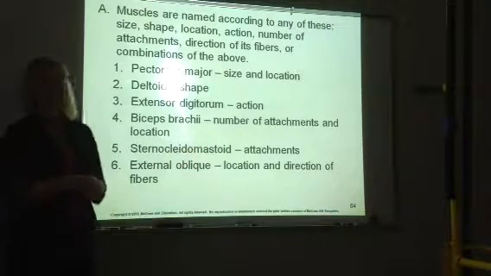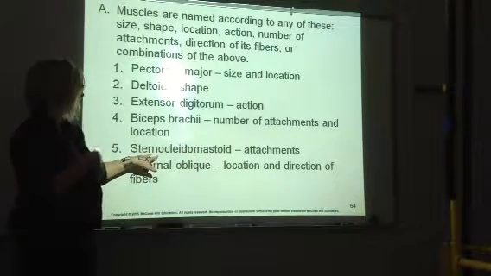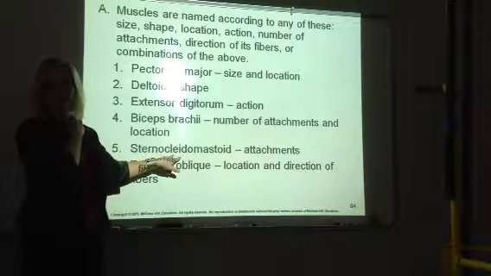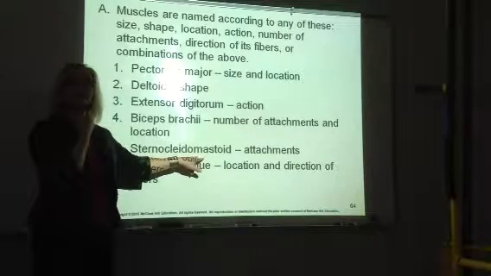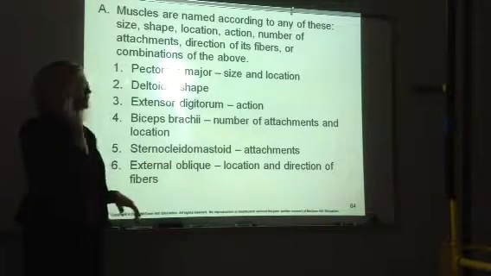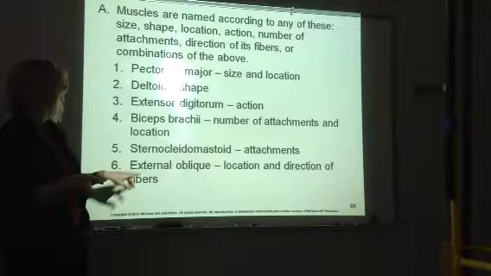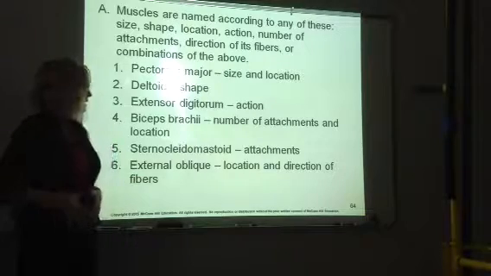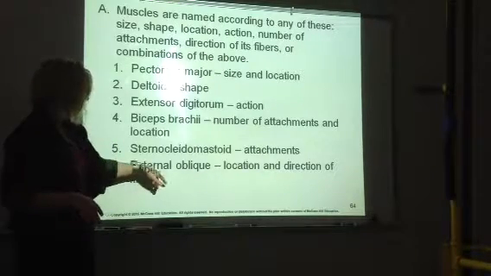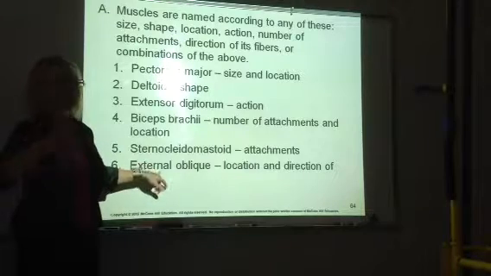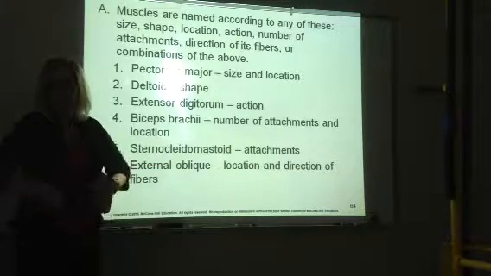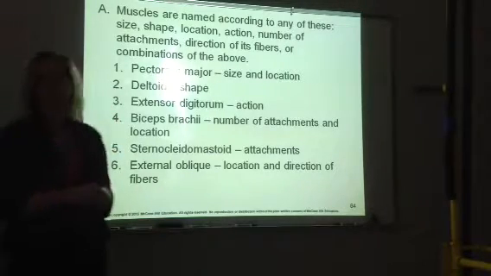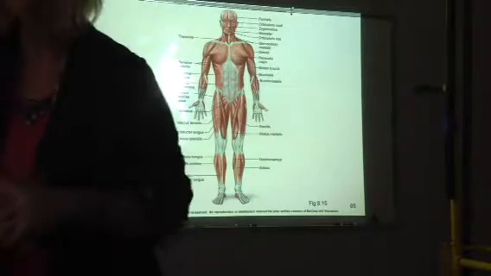Sternocleidomastoid tells where it attaches. So it's going to attach to your sternum. It's going to attach to cleido, part of your clavicle, and mastoid process that was back up here. So that deals with where it attaches. External oblique. External, your obliques are on your stomach. External means it's the outside layer. And oblique means that it's going to run sideways, it's not going to run up and down. So those are a few examples of how muscles are named.